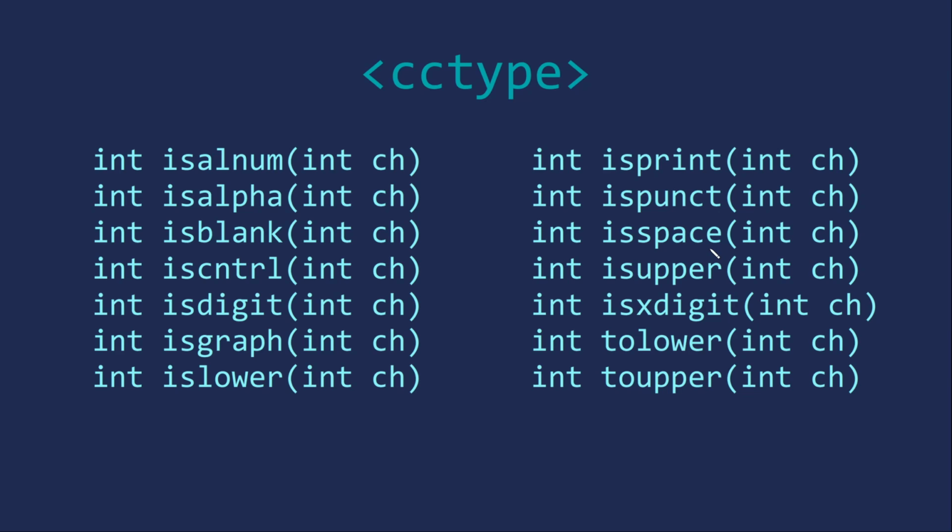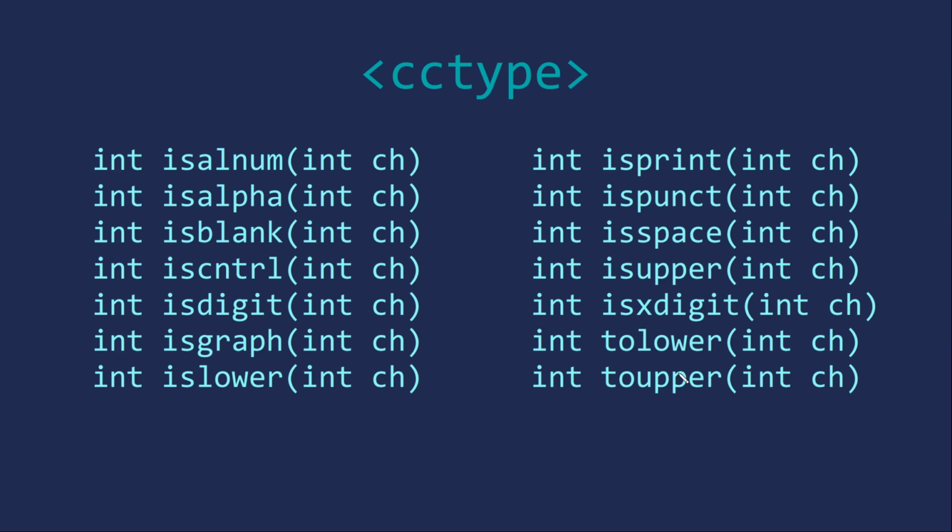So that would include things like the new line, tab, space, etc. Is upper, is uppercase. Is X digit is hex digit. So it's basically your 0 through 9 plus A through F. So that's the is. Then we have these two things that return a variation on the character.